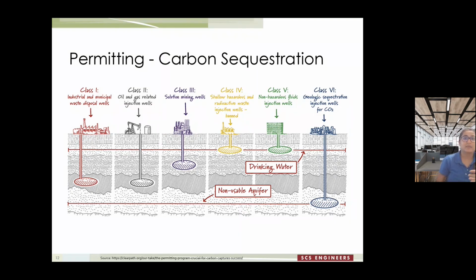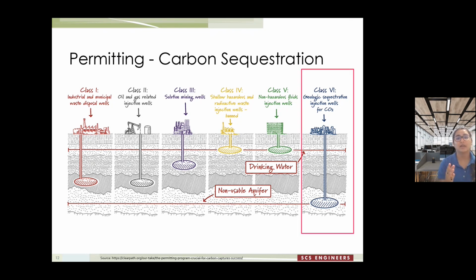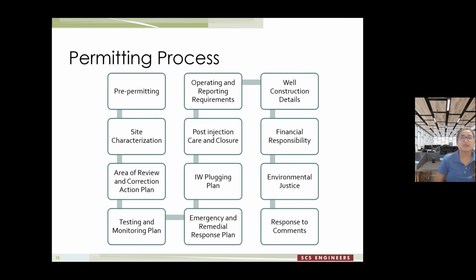So when it comes to the permitting aspect, SCS currently has a few projects which are in the permitting process. Of the 6 permits that you see, the ones for carbon sequestration are Class 6. Classes 1 to 5 are the typical injection wells that are being used across the United States, and Class 6 is specifically for carbon sequestration. And the permitting process is actually pretty long. It can take anywhere from 4 to 8 months.